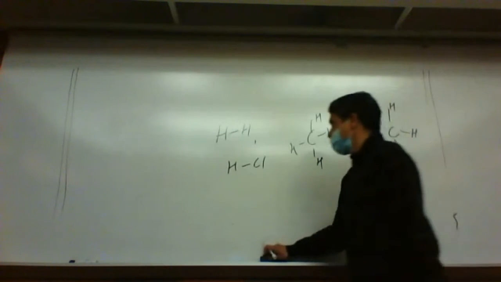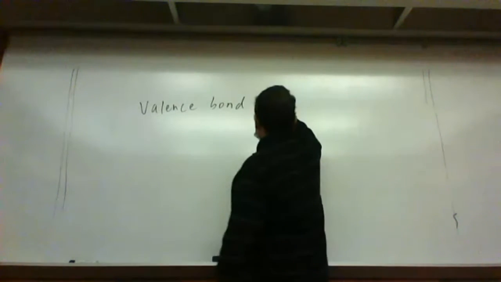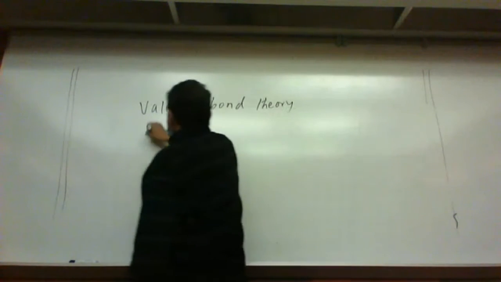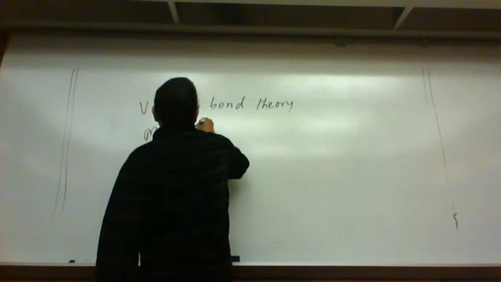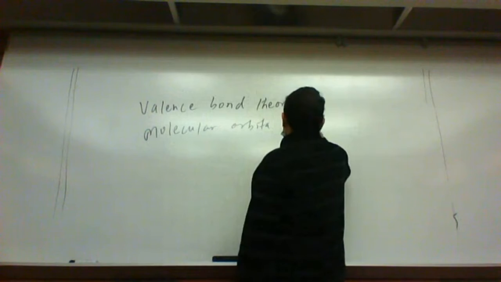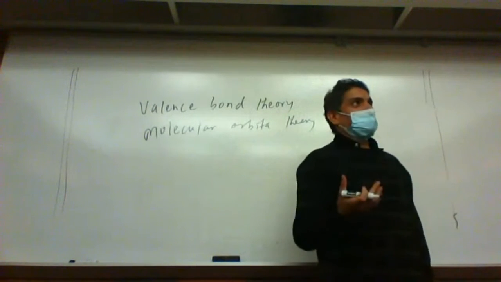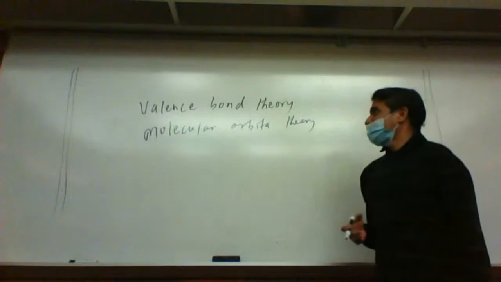So we have two theories. One is the valence bond theory. How does the bond form? That is explained by the valence bond theory. And another one is the molecular orbital theory. So which theory is better? Can we use both, or can we use one? It's very hard to tell.